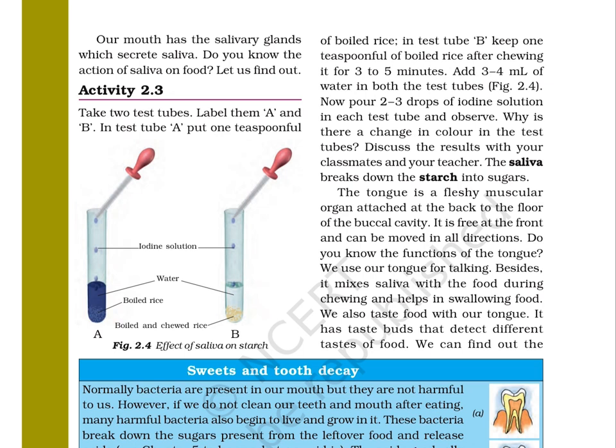Figure 2.4. Effects of saliva on starch. There are 2 test tubes given here. They are marked A and B. In test tube A, we can observe boiled rice. In test tube B, we observe boiled and chewed rice. Both the test tubes are filled with water and iodine solution. We can observe that in test tube A, the water has changed color and taken a purplish tint.